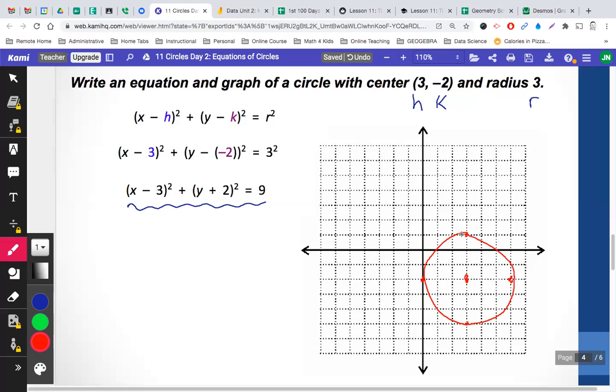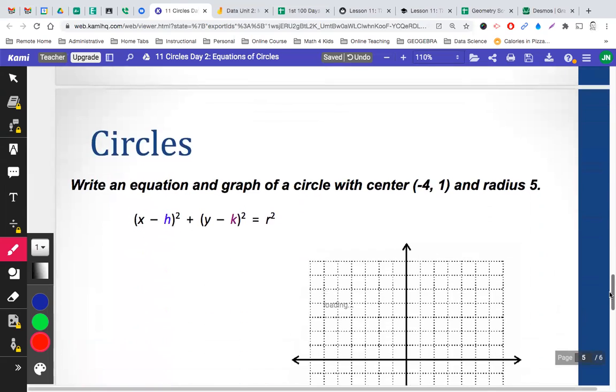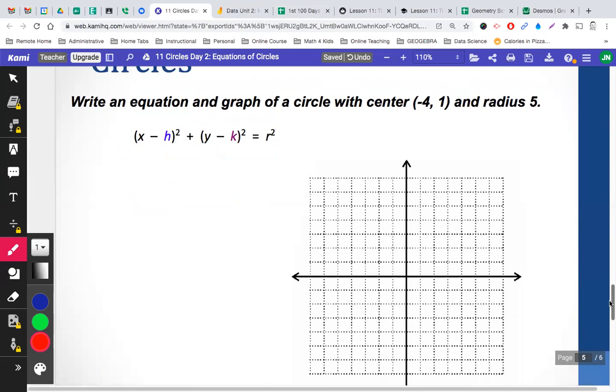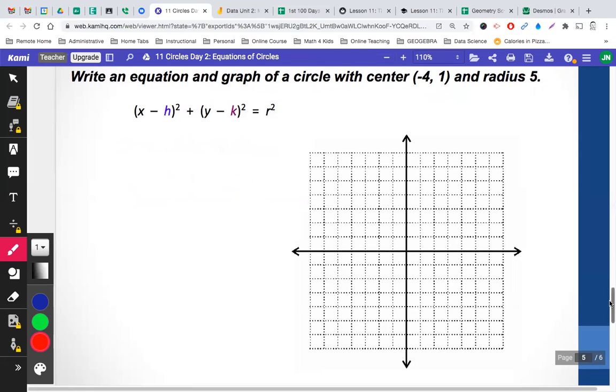Mine always end up looking like eggs. That one looks the best. All right. Take a look at another one. For an equation, you can graph a circle with center at -4, 1 and a radius of 5.